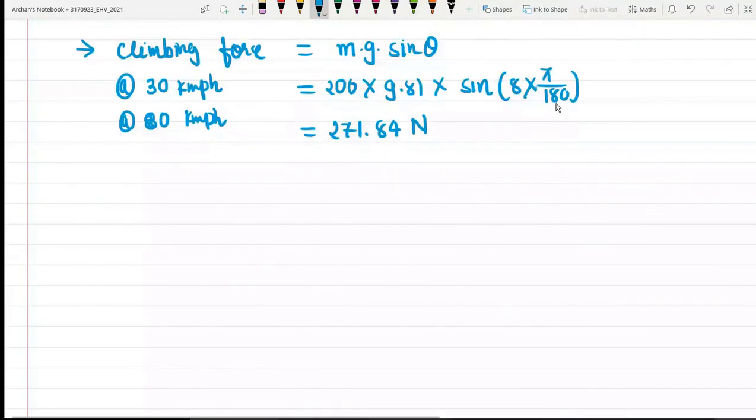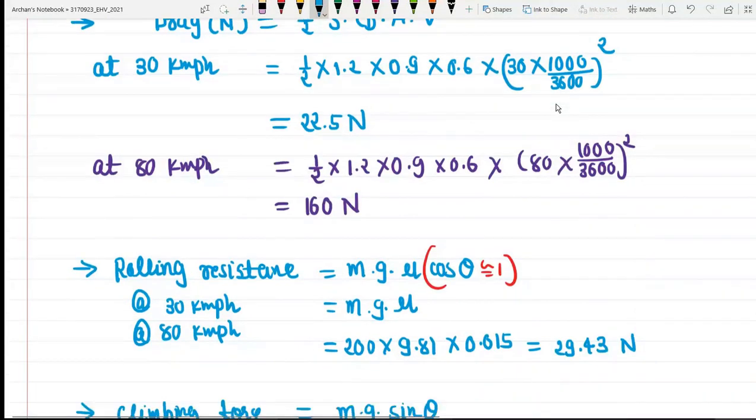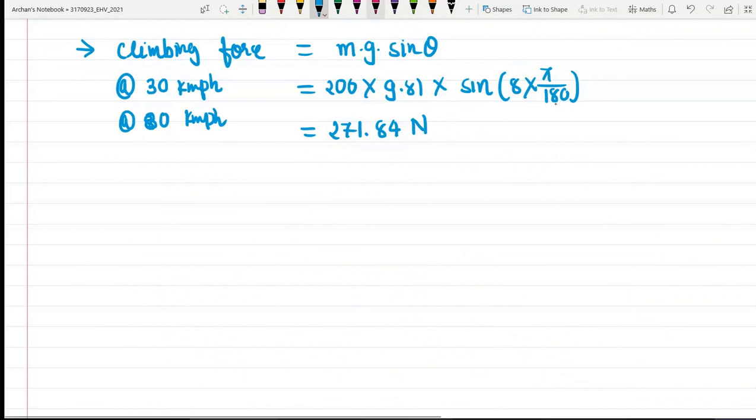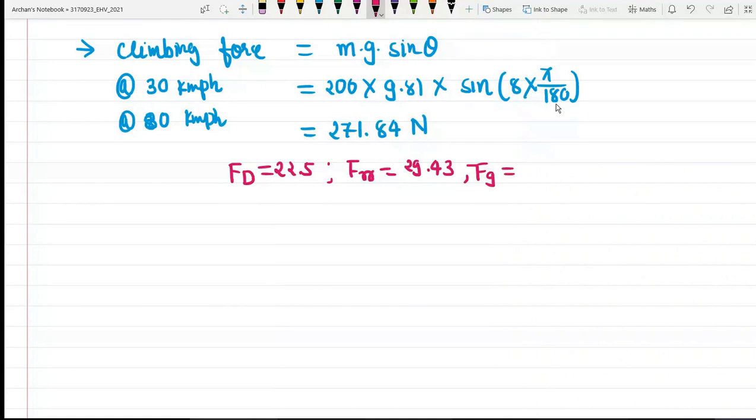Now we know one thing very well. I have the aerodynamic drag at 30 kilometer per hour, Fd equal to 22.5 Newton. Then I have rolling resistance Frr equal to 29.43 Newton, and we have climbing resistance or gradient resistance Fg equal to 271.84 Newton. If I add all this, Ft will be equal to Fd plus Frr plus Fg, and it turns out to be approximately 325 Newton.